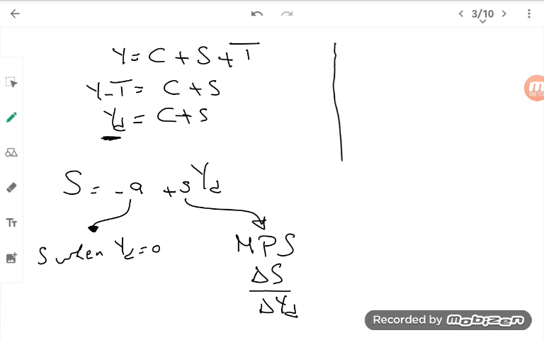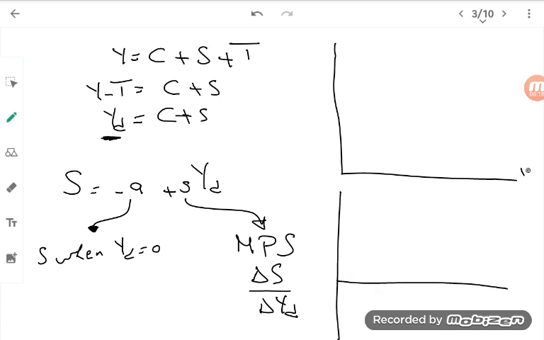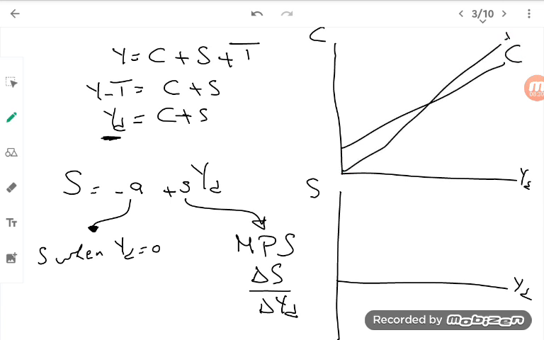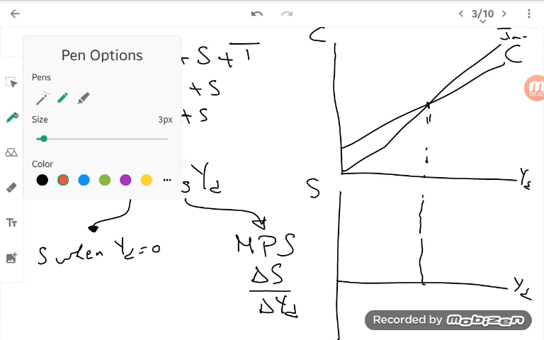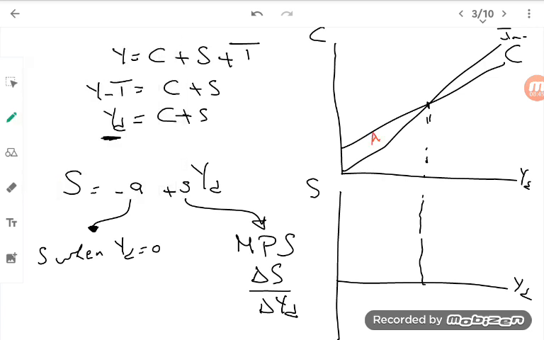To illustrate this graphically, this is the consumption function and this is for the saving function. YD, C and S, and this is consumption, and the 45-degree line, which is the income line. In the first part, consumption is greater than income, so savings will be negative, which is negative A, and this is A.